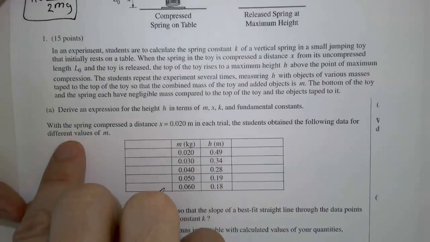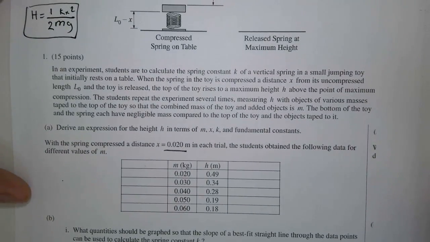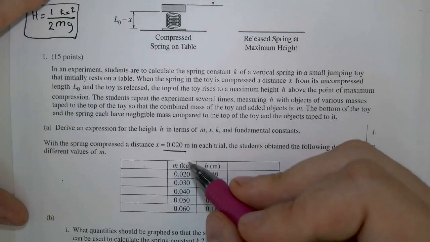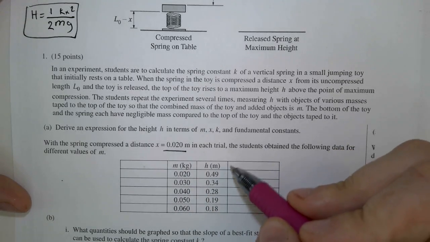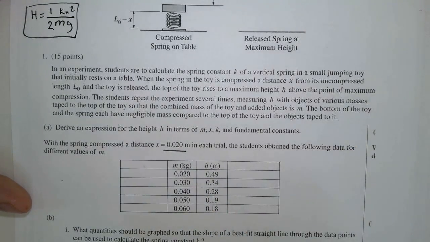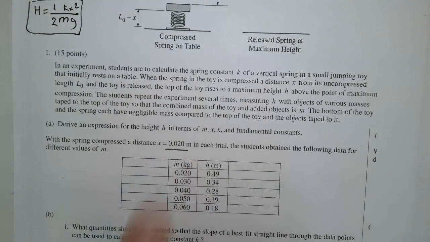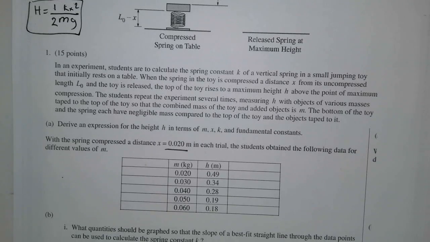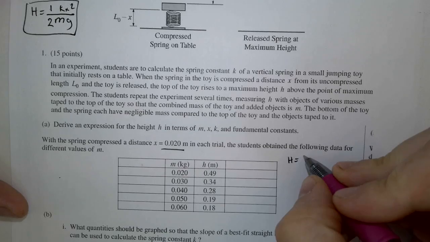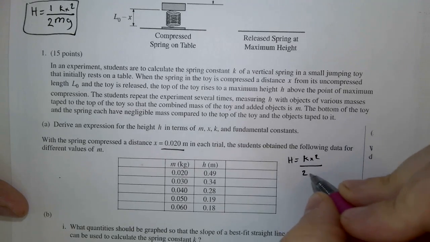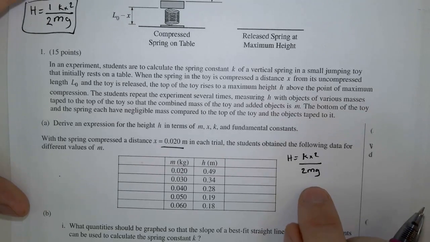Okay. With the spring compressed a distance of 0.02 meters, in each trial, the students obtain the following data. So we changed the mass and the height changed, but what did not change was the compressed distance x. So I'm going to rewrite my expression: h is equal to kx squared over 2mg. We adjusted the mass, and as a result, the height changed.